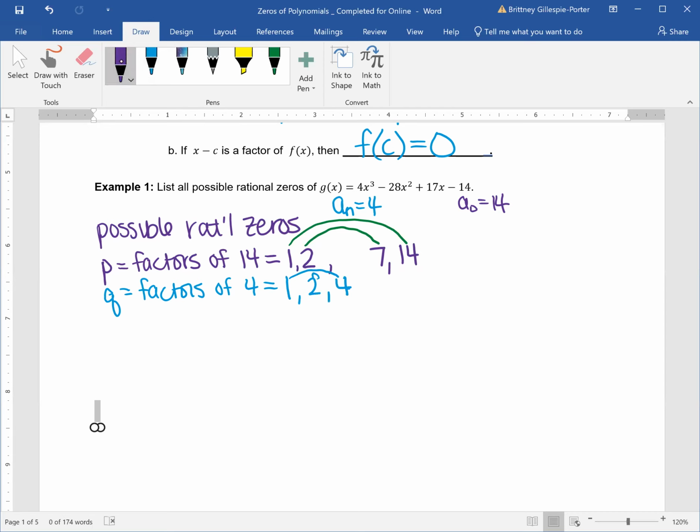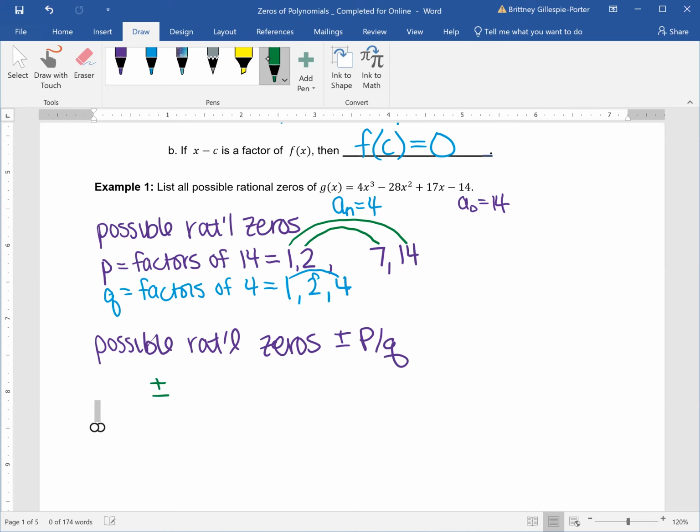So our possible rational zeros, remember, are in the form plus or minus P over Q. And this plus minus is why we don't have to be concerned about the negative on the 14. So the way that I like to write mine is I do my plus minus and I do my curly bracket. I'm going to take all my factors of 14 divided by all my factors of 4.